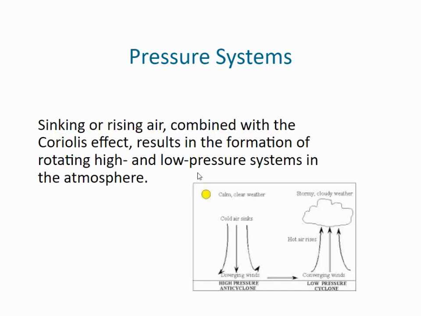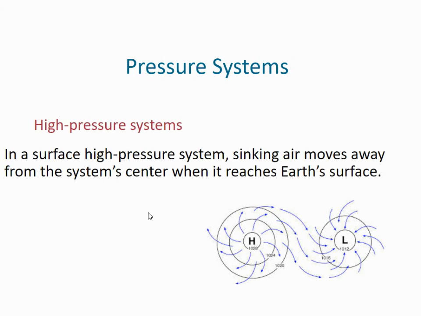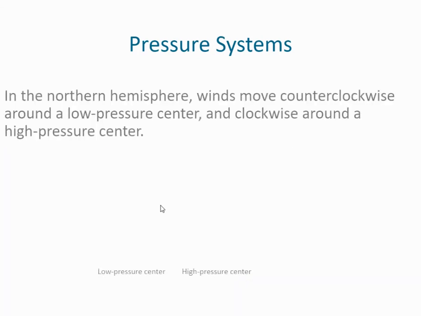Pressure systems. When I was talking about high and low pressure systems, this is the sinking or rising of air combined with the Coriolis effect. As the cold air sinks or the warm air rises, a low pressure system, or cyclone, is going to be warming, rising air, and a high pressure anticyclone is going to be colder air, more often than not dropping. In low pressure systems, air rises, so you'll see more air spiraling upwards towards the center. High pressure systems are sinking, so the air moves away from the system, reaching the Earth's surface.